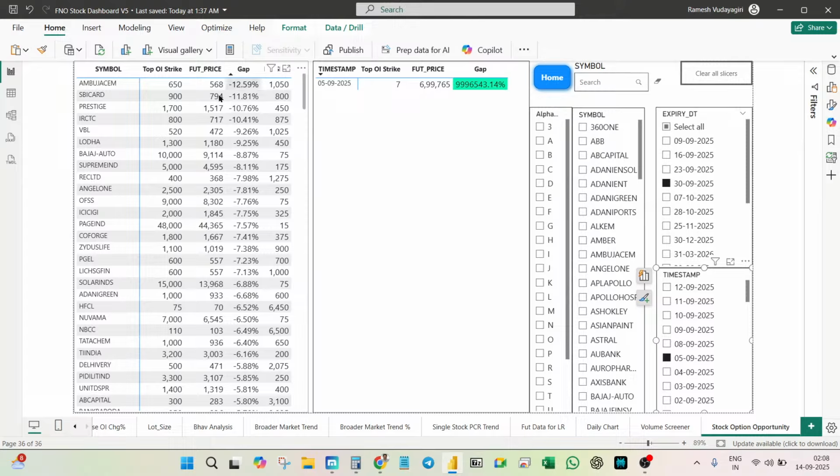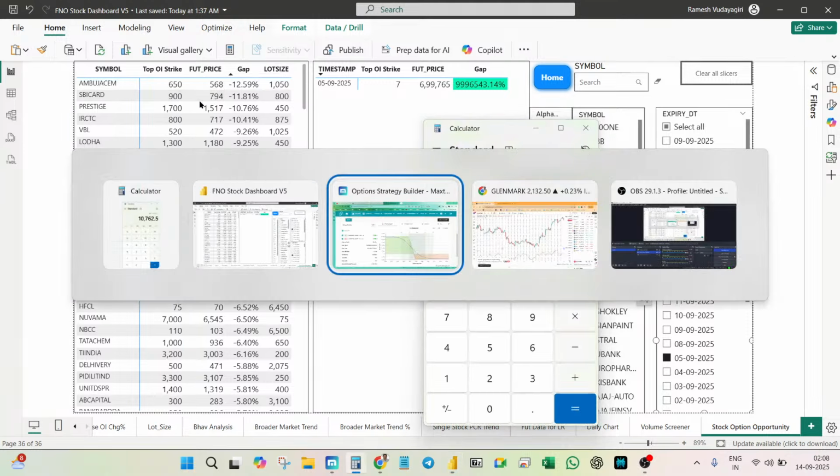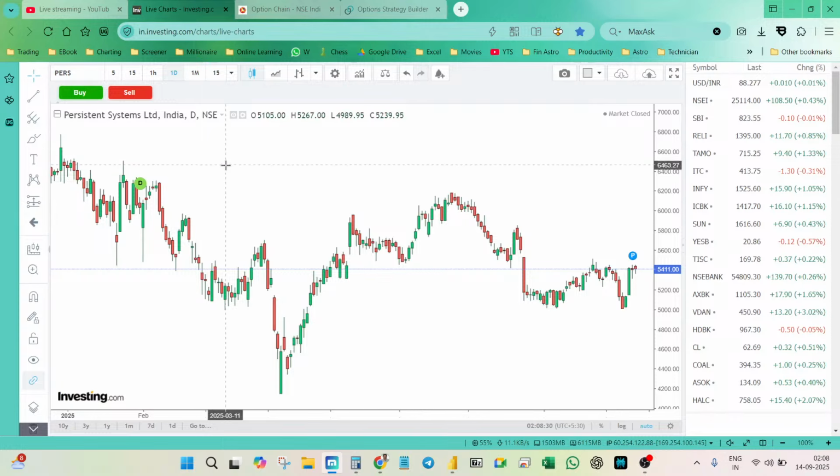Same thing you can see for the old price also. Ambuja Cement. Okay, Ambuja Cement. My suggestion would be to look for some call option only. Ambuja Cement, you can see what happened. Let us see.